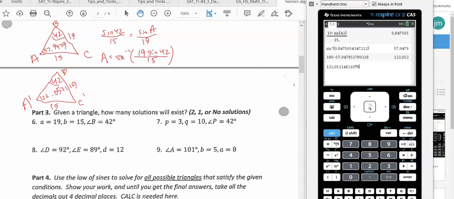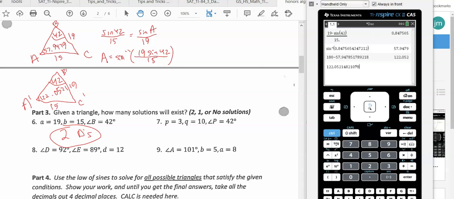So if I have those two angles there, 122 and 42, does that add up to less than 180? It does. Therefore, there are two triangles for this one. So there are definitely two triangles. Wow. All that work just to figure out there are two triangles.